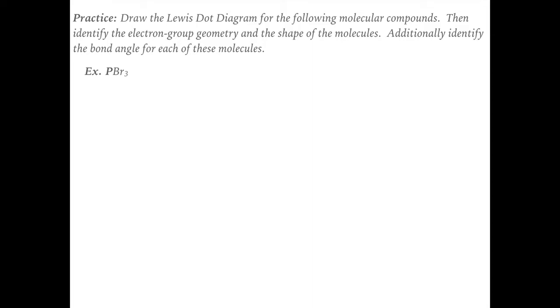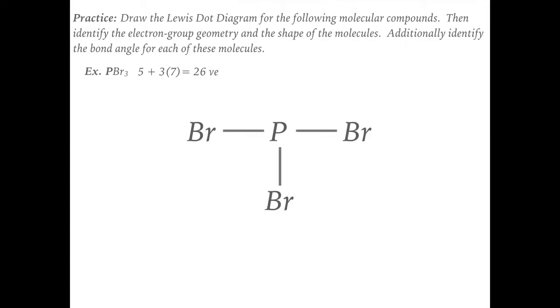So here I've given you PBr3. Okay? I've got to first count my total number of valence electrons. So I've got 5 from phosphorus, 7 from bromine, but there are 3 bromines, so that'd be a total of 26 valence electrons. Okay? Now I'm going to share electrons. So I'm going to draw lines in between these guys. And then I'm going to make sure all of my atoms have 8 valence electrons.